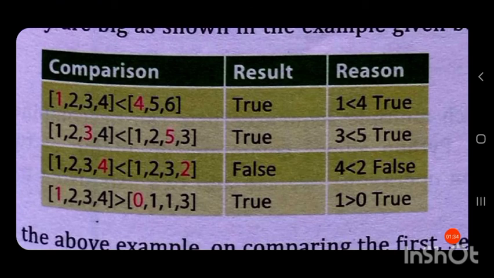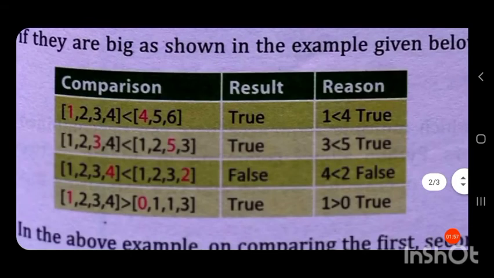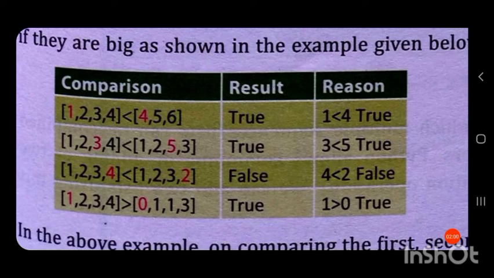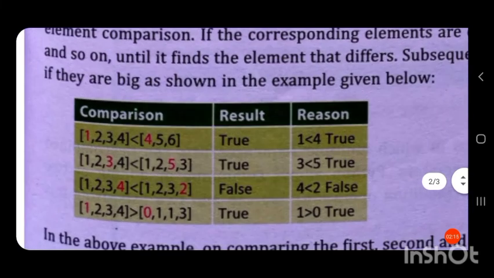Now next example, all the elements are different. So it will check whether the first element, that is 1 greater than 0. So 1 is greater than 0. It returns true. If the elements are different, it will check only that; if same, it will check the next element until it finds one that differs. Since the first element itself is different, the first element of the first list is 1 and the first element of the second list is 0. So it will just compare 1 is greater than 0. Since 1 is greater than 0, it returned true.